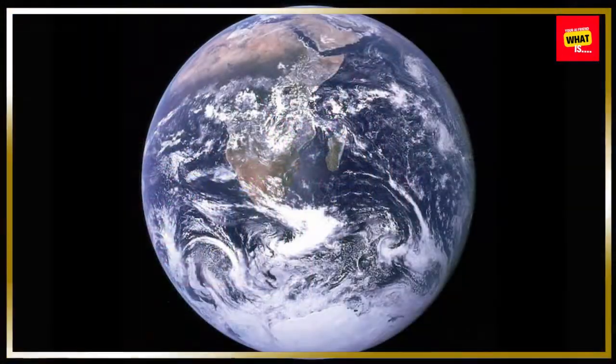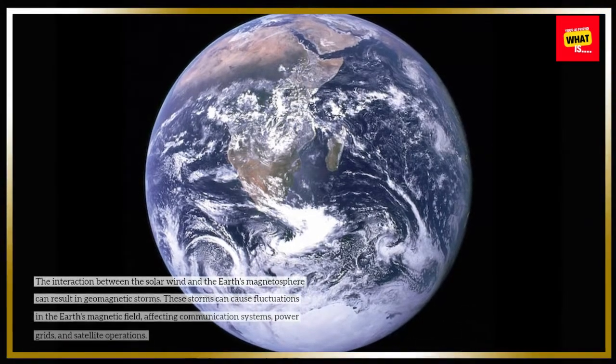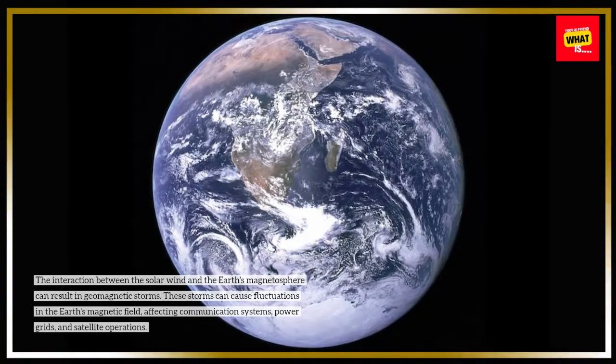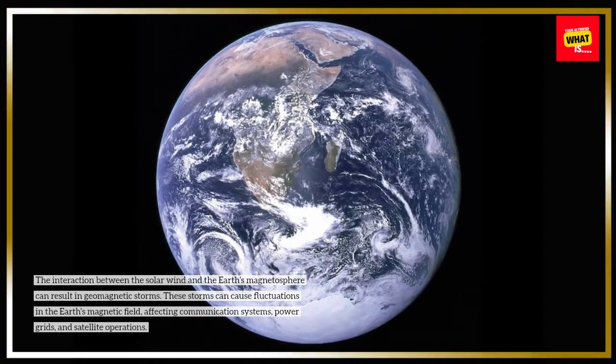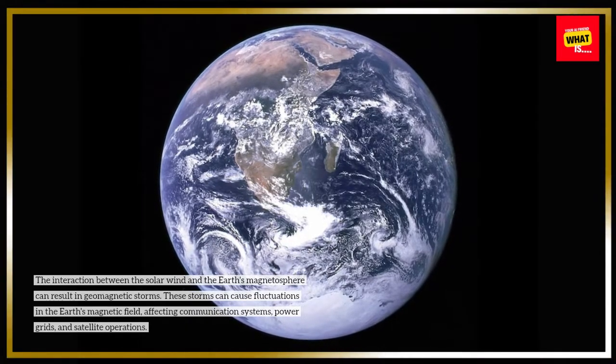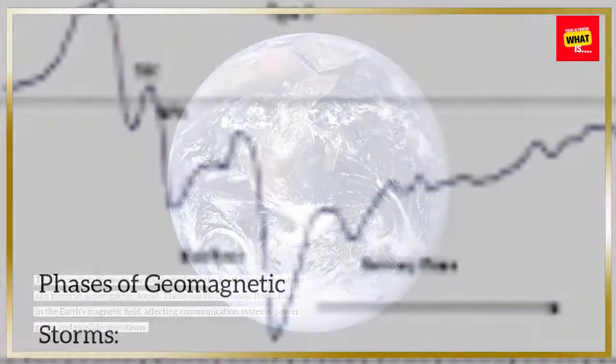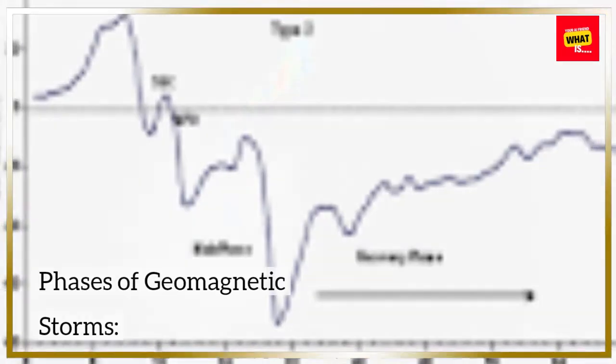Geomagnetic storms. The interaction between the solar wind and the Earth's magnetosphere can result in geomagnetic storms. These storms can cause fluctuations in the Earth's magnetic field, affecting communication systems, power grids, and satellite operations. Phases of geomagnetic storms.